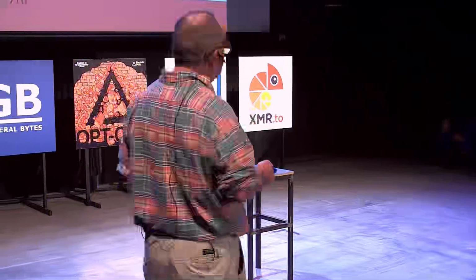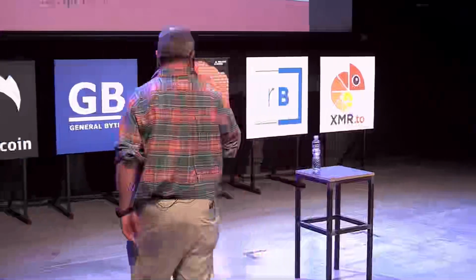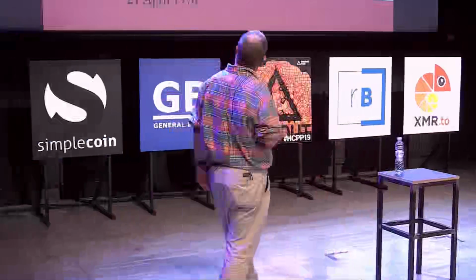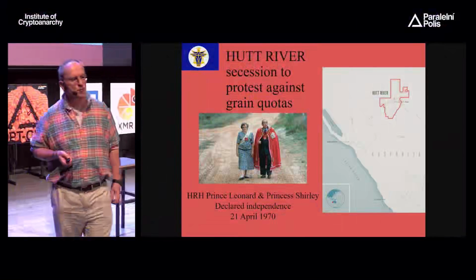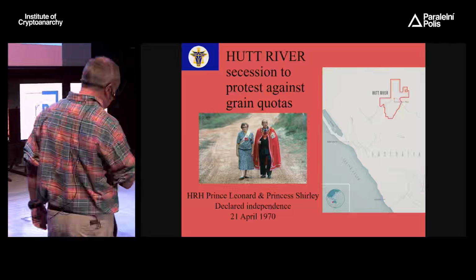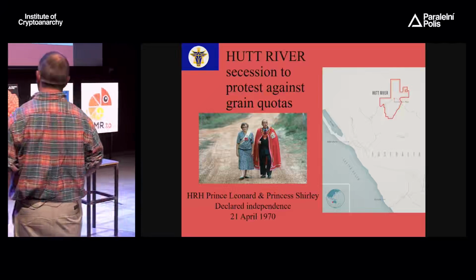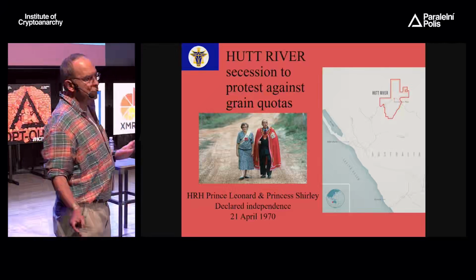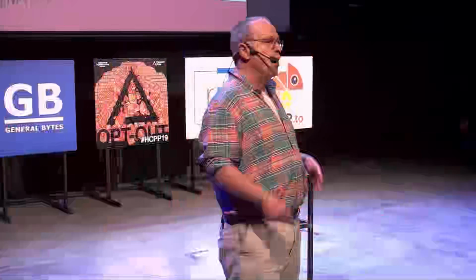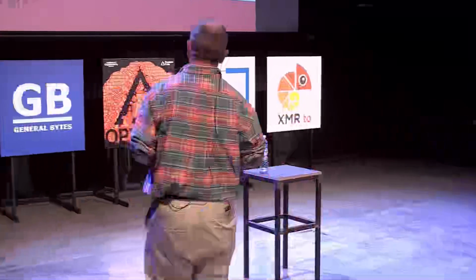Let's have a slightly different example. As you saw, Somaliland was large. Hutt River isn't. It's small. It's a micronation in Western Australia. And yet, it's been around for a long time. In 1970, this husband and wife declared independence for their wheat farm in Western Australia. Why? Because they had been told by the central government in Canberra that they had to produce less wheat, or at least they couldn't sell as much wheat as they had been producing.